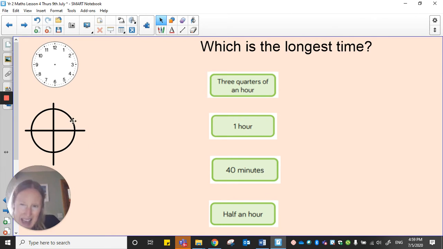So you're going to need half there. Okay, you've got a clock here if you need to count round in 5s. Okay, so I'm going to get you to pause the video, write them in order from the shortest amount of time to the longest amount of time, the smallest amount of time to the biggest amount of time. Off you go.